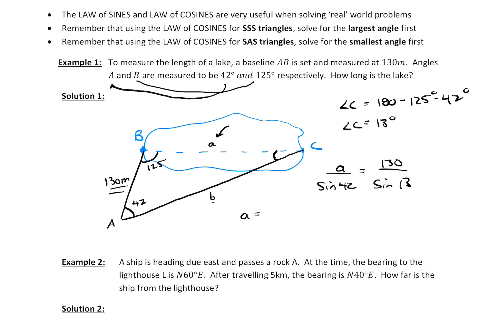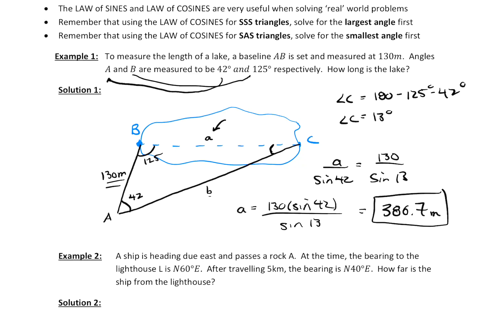So we do our algebra. A equals 130 times sine of 42. We divide that whole thing by sine of 13. Plug that into your calculator, and you will get that the length of the lake is 86.7 meters across. Yay, sine law.